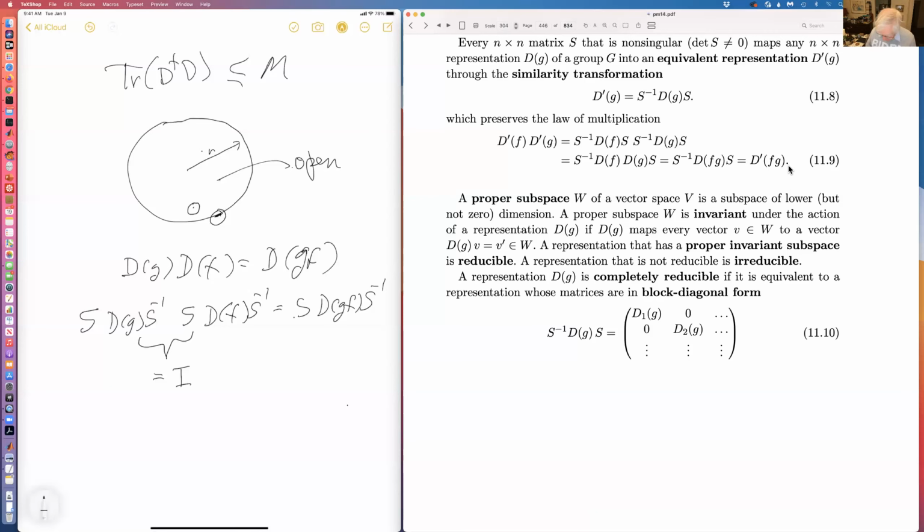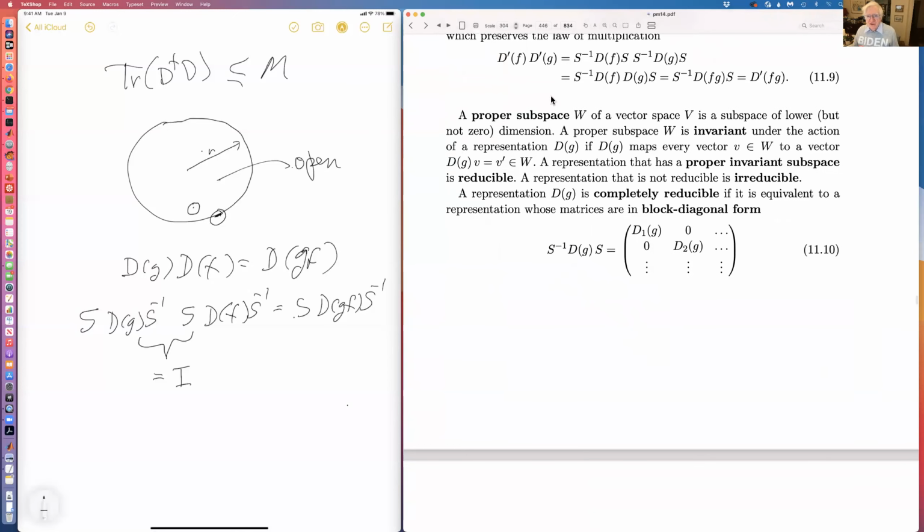So in other words, if you have any representation of any group, there are infinitely many equivalent representations. And that is both an advantage and a disadvantage. I think it's, well, it's the way it is. And it's, I guess, mainly an advantage.